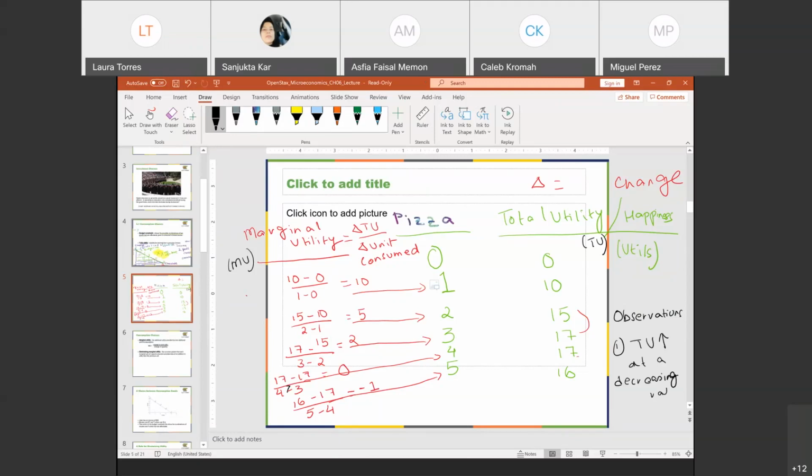Just to let you know here, this 10 is the total utility from the first unit only. The 15 is the utility from the first and second, 17 from the first and second and third, and so on and so forth. And number 2, we have this concept of marginal utility. This keeps going down, and this is called the concept of diminishing marginal utility.